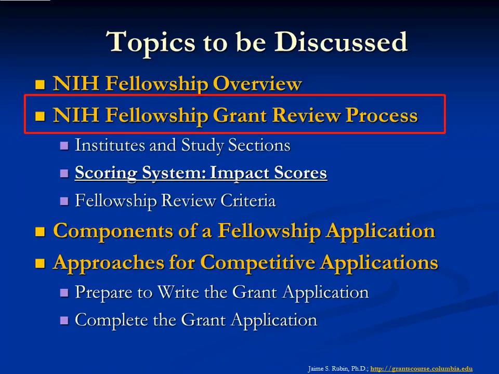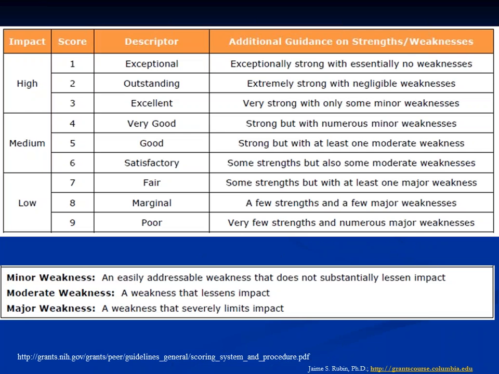The second section in the grant review process is to understand the scoring system, which NIH calls impact scores. The impact scores are from 1 to 9. They're whole integers. Usually I would say that the successful grants get in the range of 1 to 3 or so.